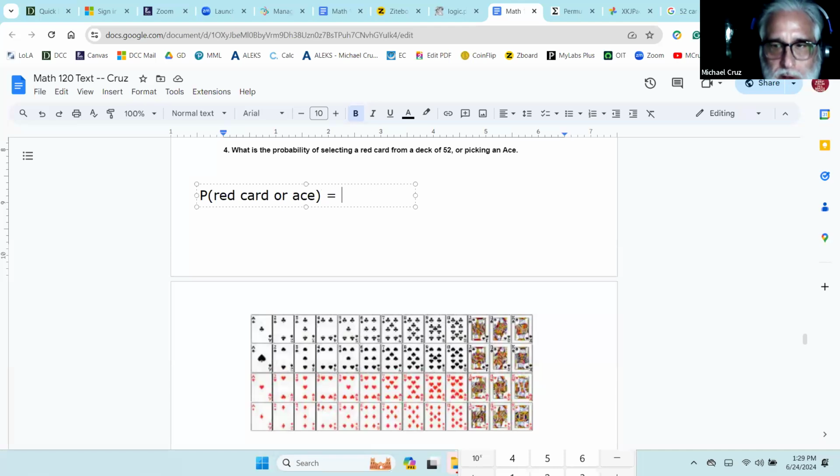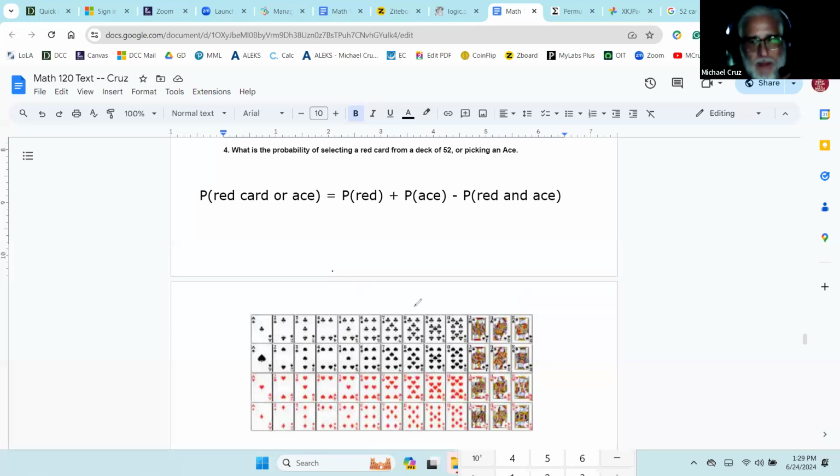Okay, so this is going to be the probability of the red plus the probability of the ace minus the probability of red and ace. Okay, so I'm just going to write down here the probability of each one of those. There's half of the deck that's red. I mean, the card is red, so this is 26 over 52.